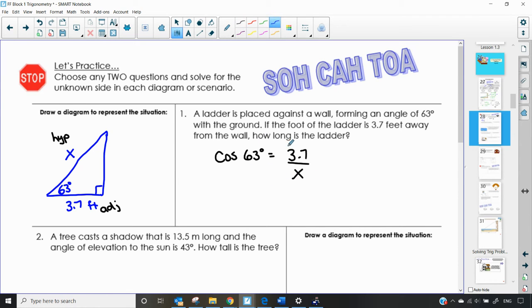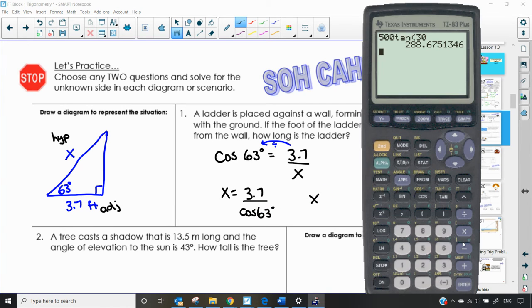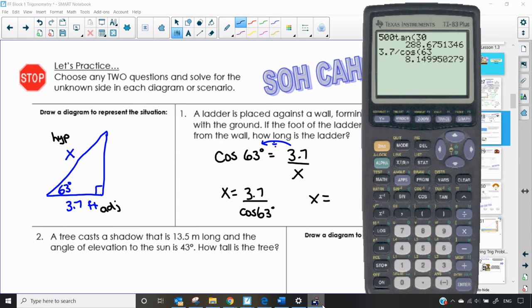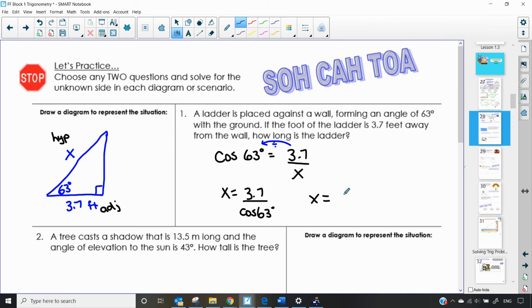Now, going back to what we did in our very first lesson, we know that the numbers on top we're dividing. So 3.7 divided by cos of 63. So x is going to be 3.7 divided by cos of 63. So putting that into our calculator, we have 3.7 divided by cosine of 63 gives us 8.1 feet, or sorry, let me check that again. 8.1499, so 8.1 feet.